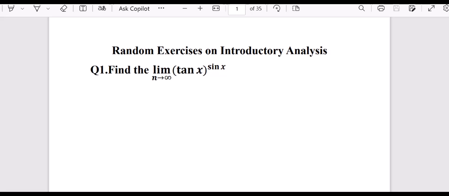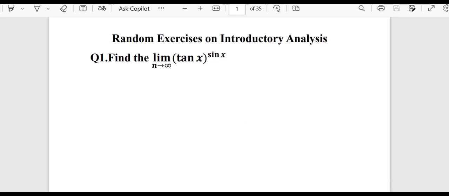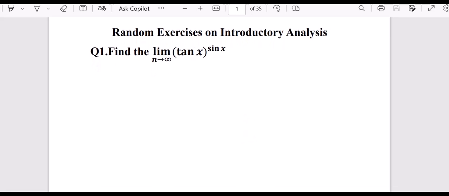Today we are going to pick some random questions and then try to look at them. So we are looking at some random questions. The first one is on limits, where we have to apply the L'Hopital's rule. As usual, we've done something like this before.